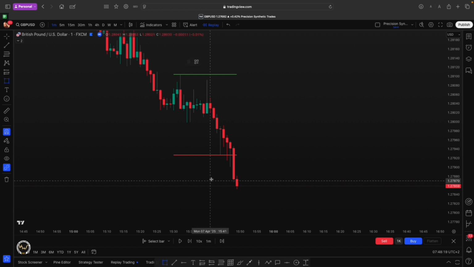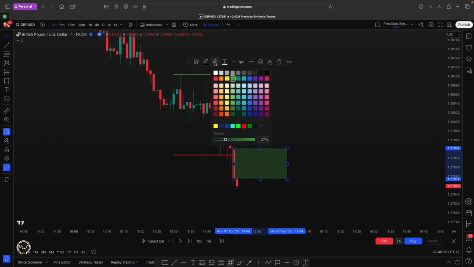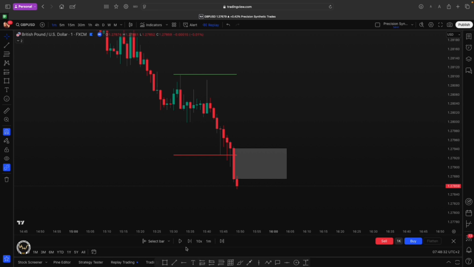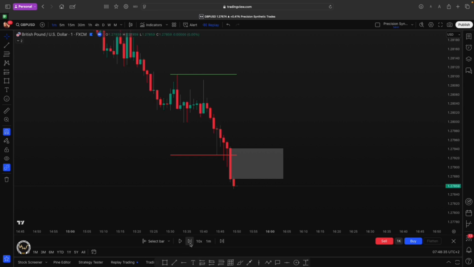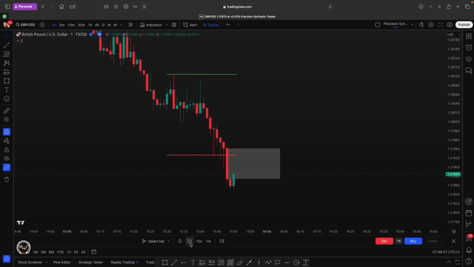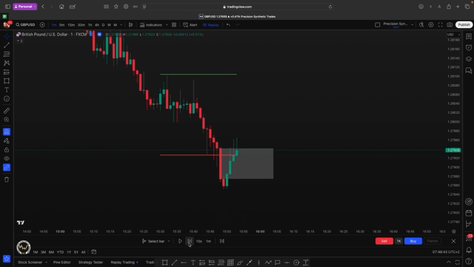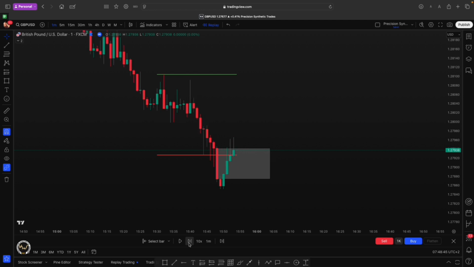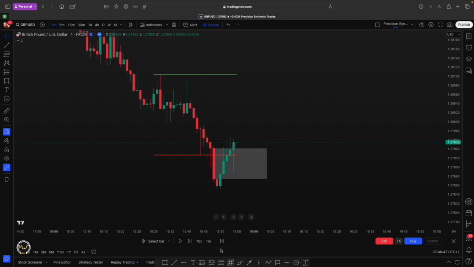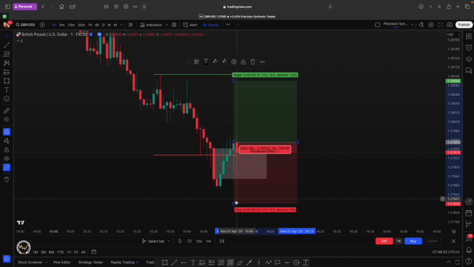So now what we do, we draw our rectangle from the bodies. And just change this color. We draw our rectangle from the bodies, and now we wait for a candle to take out this level here. Not a wick, it needs to close above that level. There we go, we have our close right over there.